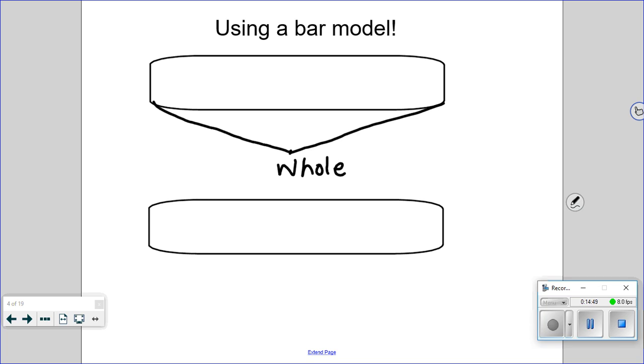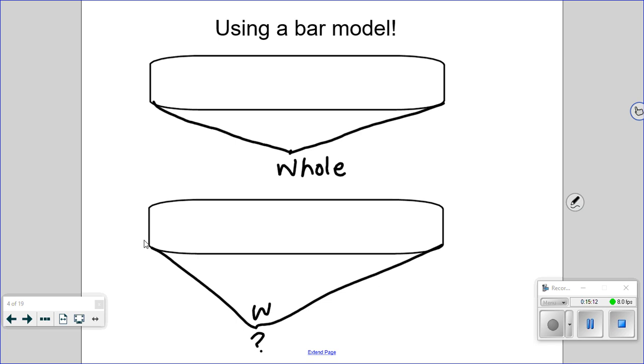I'm going to keep going on a new one. You keep working in yours. So I have my whole. I don't know what it is. My problem did not tell me what my total number of bananas was. I had to figure that one out. I'm going to now use my whole and separate it into parts or groups.